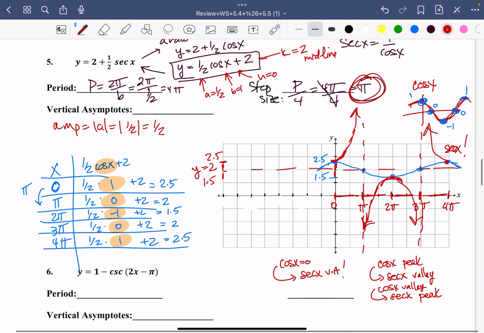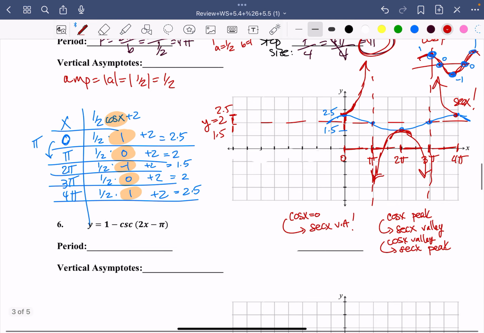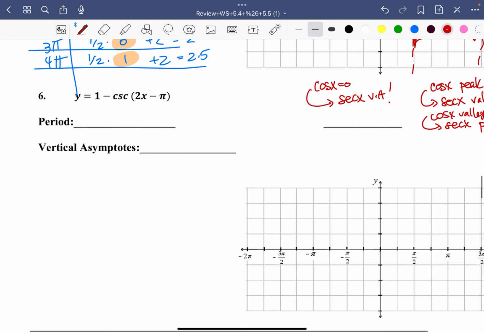Right? I'm not going to mess with vertical asymptotes again. That would be a bonus type question. We can discuss that in class.